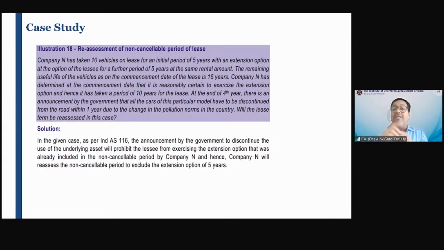So you have to de-recognize your lease liability. I mean to say you have to reassess what is my remaining lease liability as of now, right? You have to reassess. And how will you reassess? Sitting at the end of the 4th year, what is my future lease liability? Sitting at the end of the 4th year, my future lease liability is equivalent to 1 year only, because I am going to pay only for 1 year, not beyond that. So my future lease liability is for 1 year.